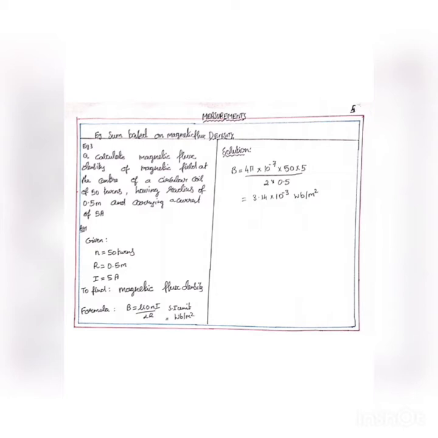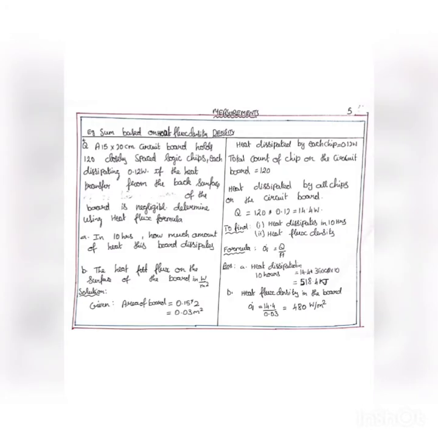Now let us discuss an example sum based on heat flux density. Question: a 15 by 20 cm circuit board holds 120 closely spaced logic chips, each dissipating 0.112 watt. If the heat transfer from the back surface of the board is negligible, determine using the heat flux formula. Here we have two subdivisions. A, in 10 hours, how much amount of heat does this board dissipate? B, the heat flux on the surface of the board in W per meter square. Solution. They have given the area of the board and the heat dissipated by each chip.